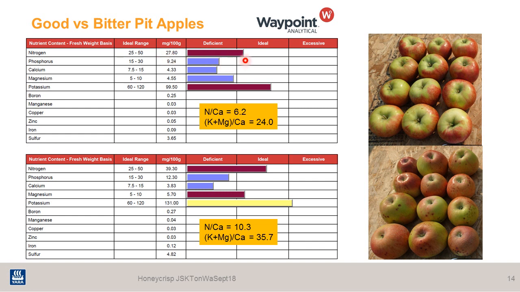Here, this fruit already had higher nitrogen than ideal for the Honeycrisp, but this bitter pit one is even higher, 39. That's really high. When you look at the factors that drive up the ratios, look at the potassium. You got potassium at 99.5 right here in the good fruit. You look down here for the bitter pit fruit, you got 131 milligrams per 100 grams of fresh weight. That higher potassium and lower calcium drove up this ratio right here, as you can see.